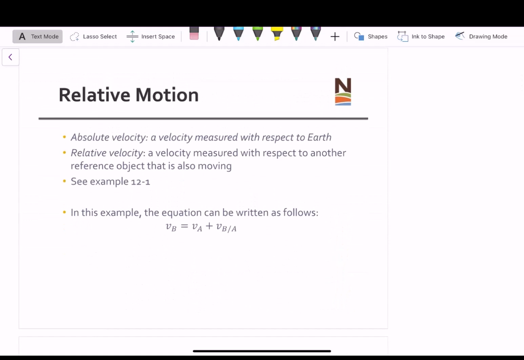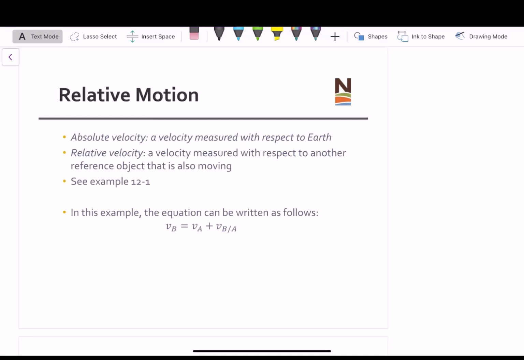So first, a couple of important terms for this chapter. First, we have absolute velocity. This is a velocity measured with respect to Earth, and this is generally the velocity that we've been looking at to date. For example, the velocity of a car traveling in a certain direction with a certain magnitude is an absolute velocity, because that is measured with respect to Earth.